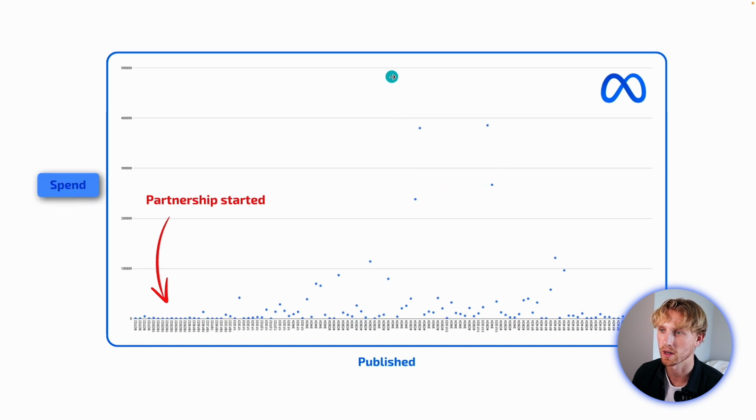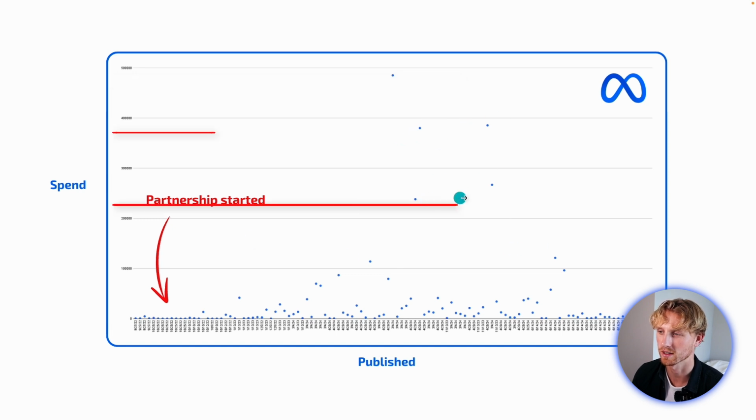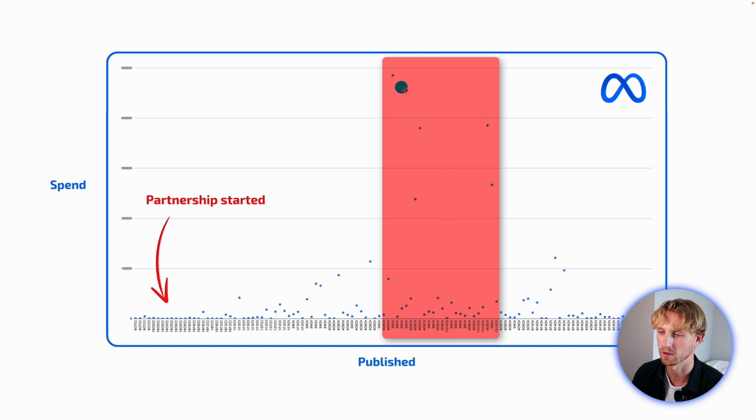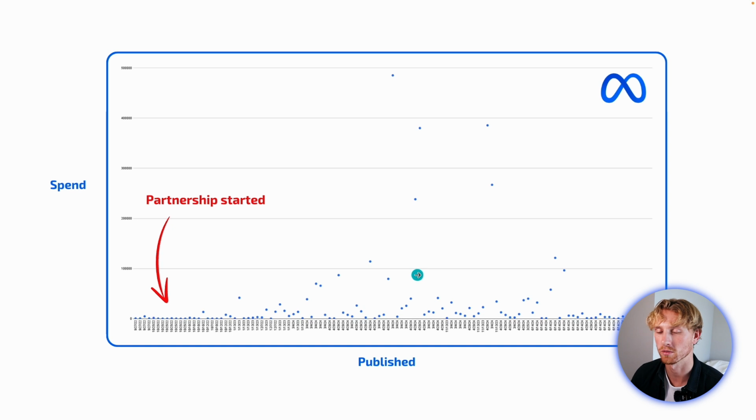As you can see, we have one ad on the top here that got a lot more spend than most of the ads. And we have a few more ads with a lot more budget than most of them. This is where we started the partnership. After that, we started to increase the volume of tests that we launched. And over here is where we found some absolute winners. The top ones have the most spend by far compared to most of the ads that we launched for the client.